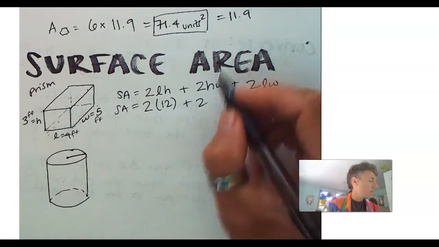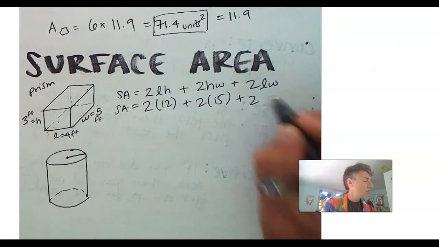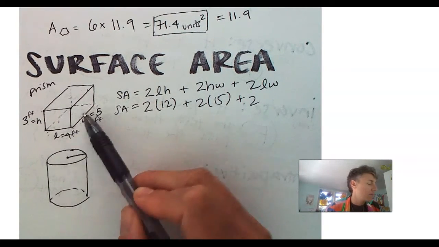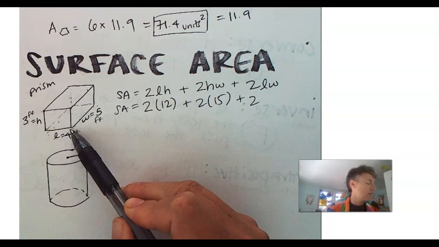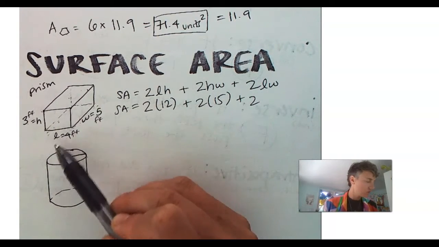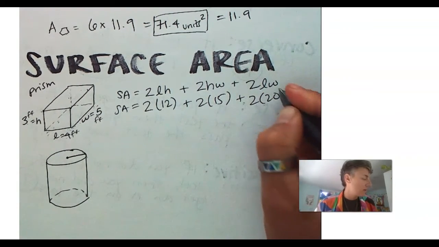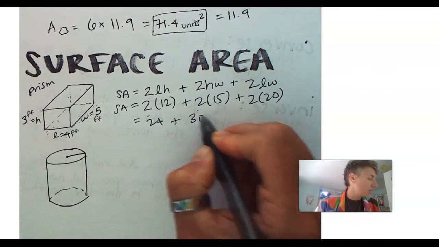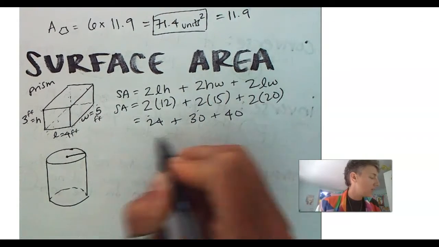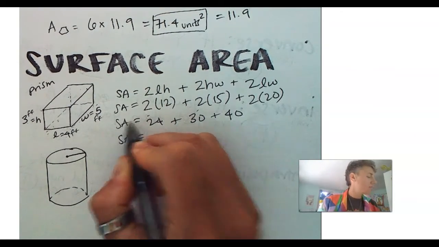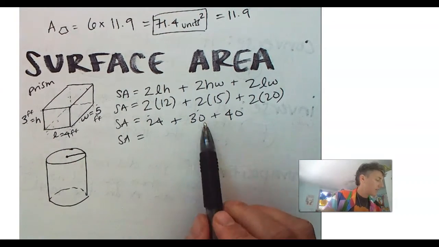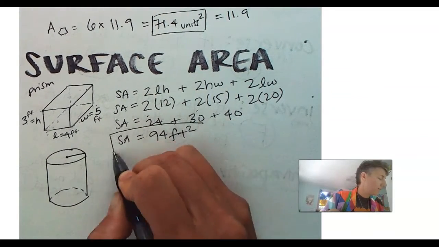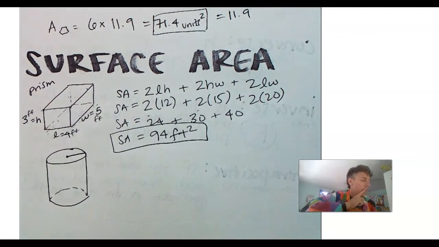3 times 5 is 15, plus 2 times, now we want the top and the bottom. Top and bottom are made up of this side that's 4 feet, and then 5 feet. So we've got 4 times 5 is 20. So 2 times 12 is 24, plus 2 times 15 is 30, plus 2 times 20 is 40. If we add all of those up, the total surface area of this prism is 94 feet squared. Cool.